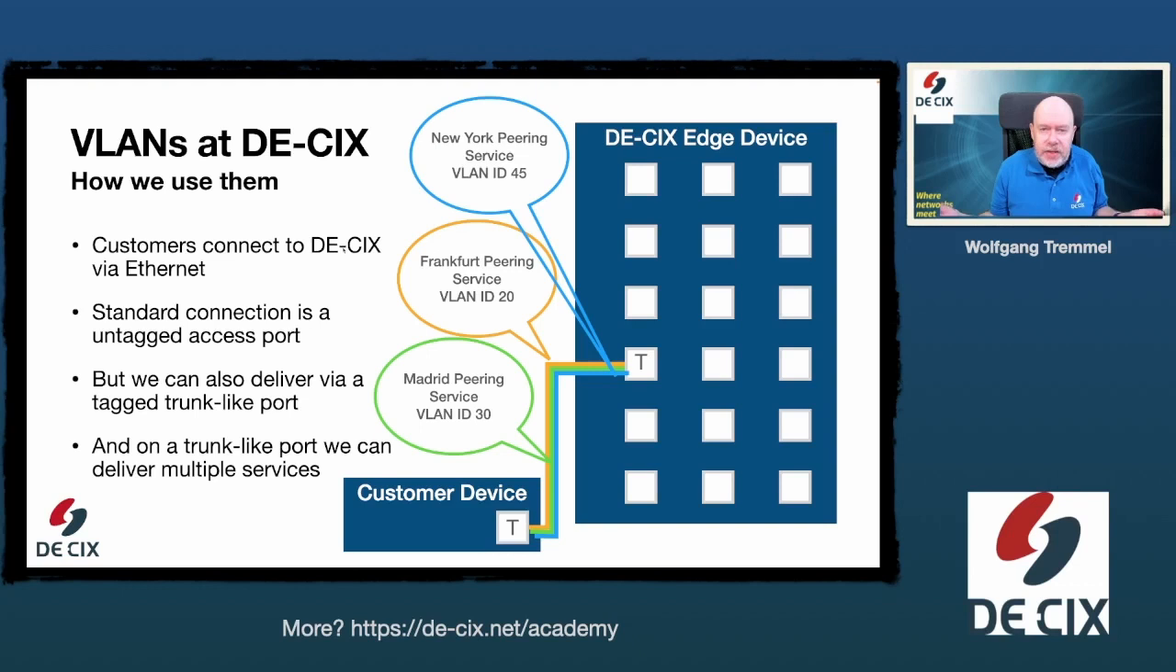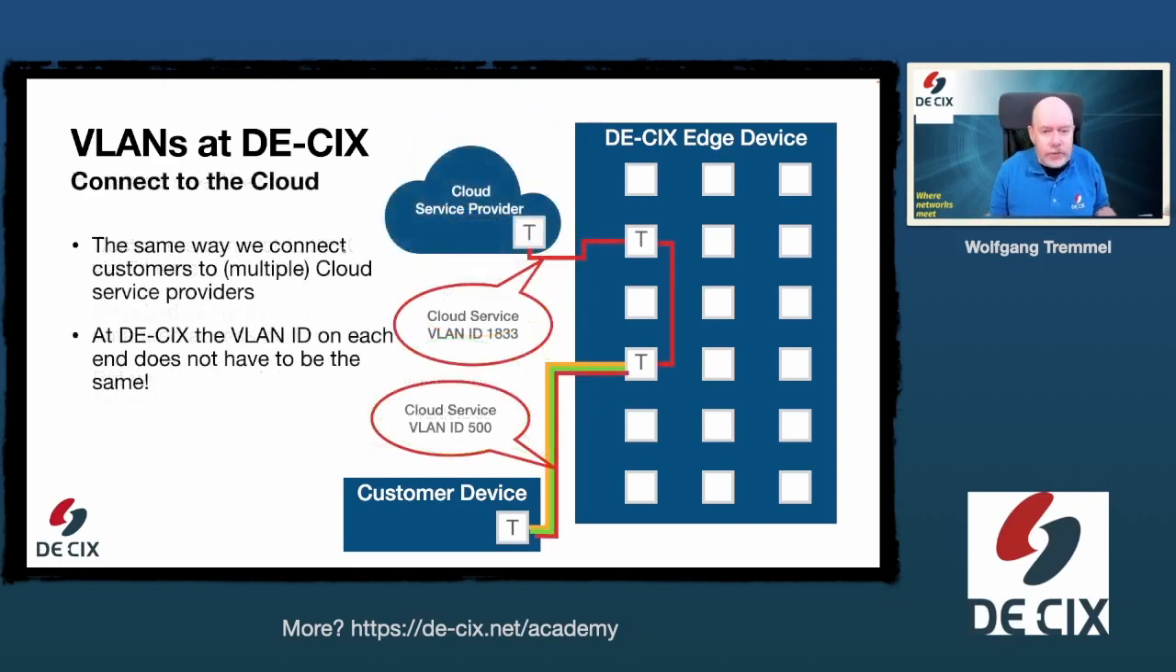So on your DKIX port, you can access different services just by enabling trunking and just by having a different service delivered with each a different VLAN tag.